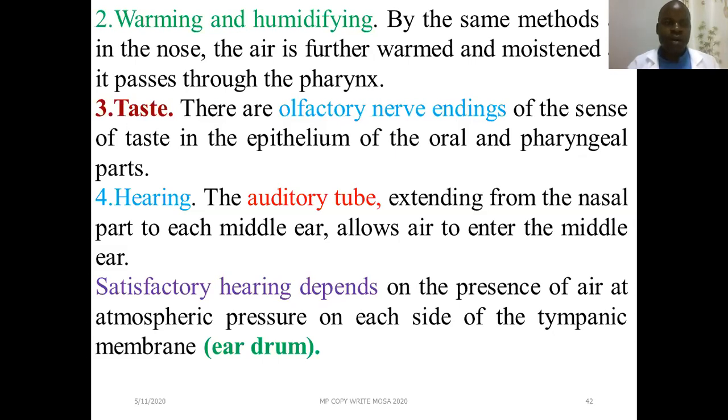The other function that it plays is hearing. The auditory tube extending from the nasal part to each middle ear allows air to enter the middle ear. So hearing is aided by allowing air to enter the middle ear.